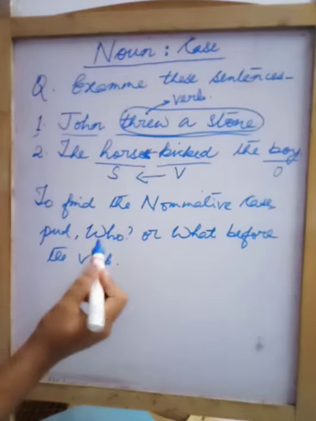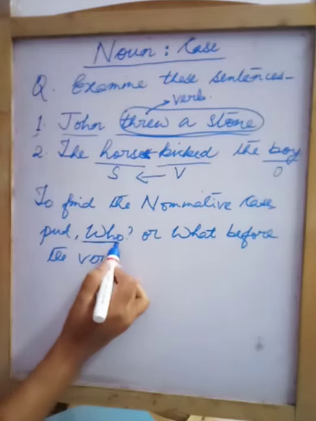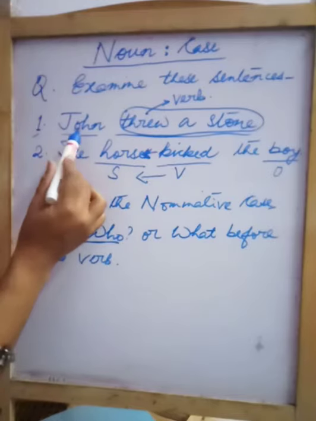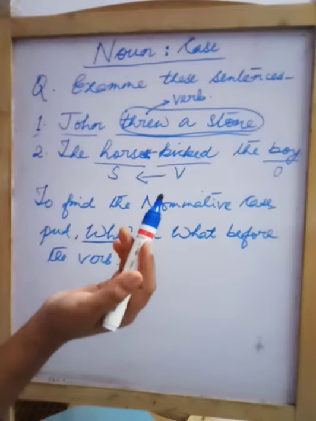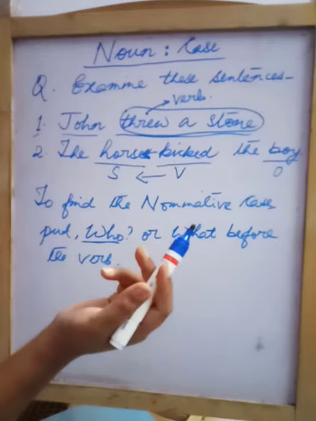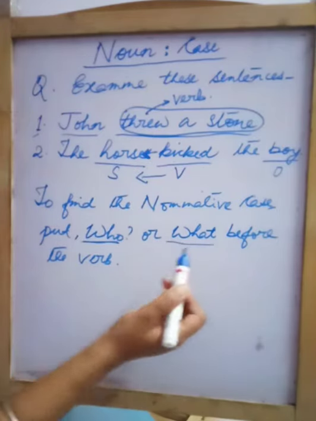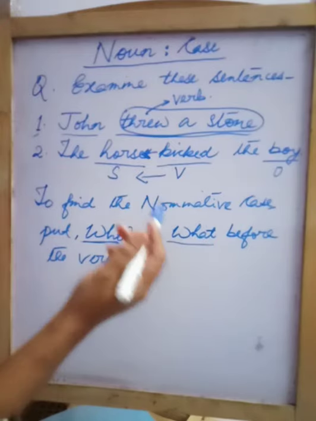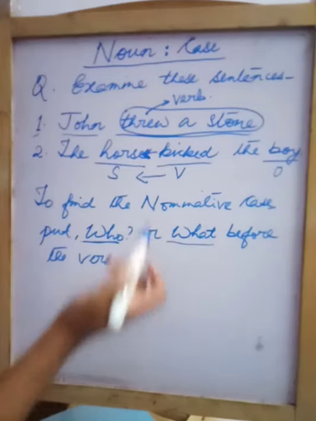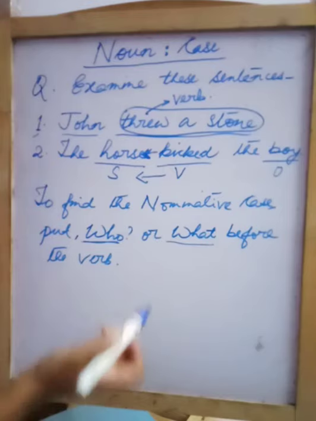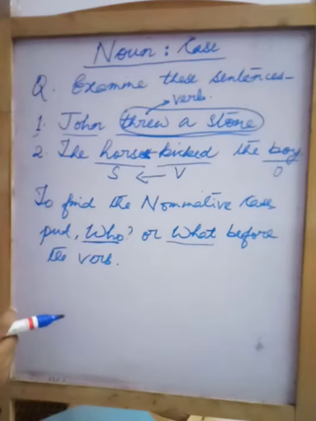If we want to frame a question with who, what will we say in the first one? Who threw a stone? Simple, John threw a stone. Or if you want to ask the question with what, how will you ask it? What was thrown at John? A stone was thrown at John. So then it becomes an objective case. So to find the nominative case, we put who or what before the verb.